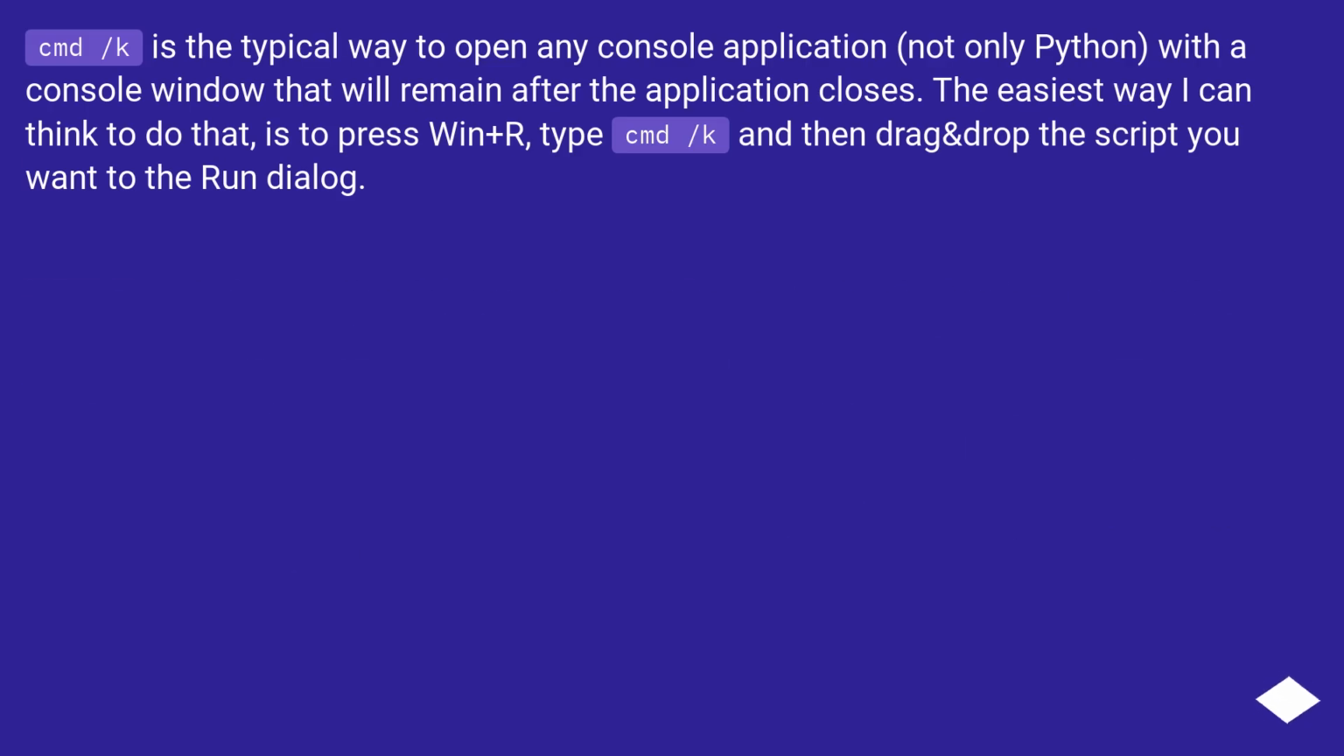CMD /K is the typical way to open any console application, not only Python, with a console window that will remain after the application closes. The easiest way I can think to do that is to press Win+R, type CMD /K and then drag and drop the script you want to the run dialog.